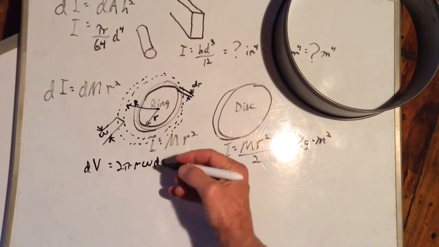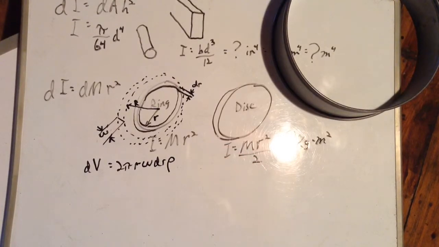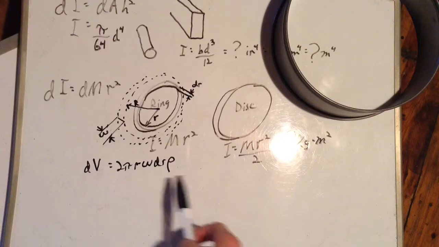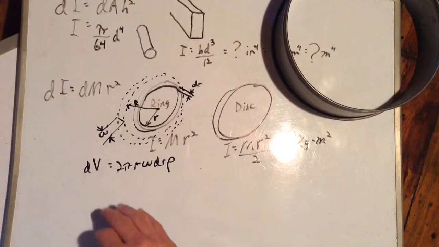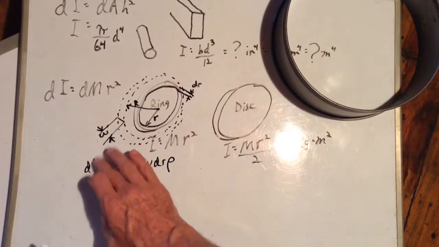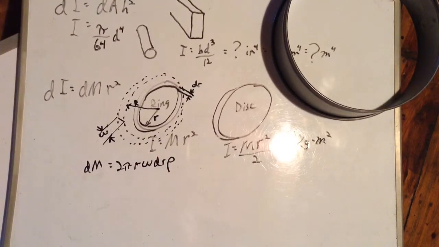So let's multiply this by density, which is our letter that looks kind of like a P. They call it rho in Greek. Since we multiplied it by density, we have to multiply our dV by density. And volume times density is mass. So we'll just change this to dm. So our little increment of mass is equal to all of that: 2 pi r w rho times dr.